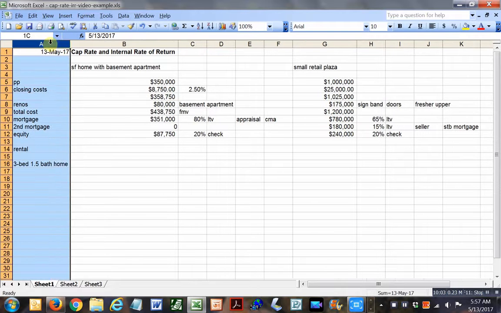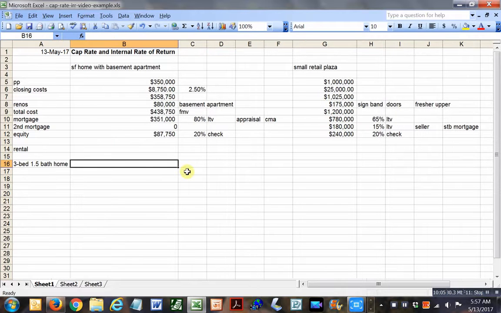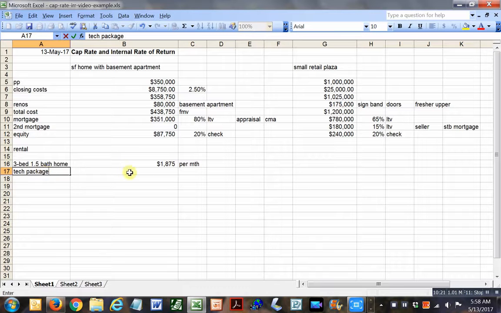In a lot of small towns, you're going to get about, I don't know, we'll just make up a number here. I like the 5, so I'm going to say you get $1,875 a month for that. And then for people who know what I'm doing, you've got a tech package. You're charging them for internet, Wi-Fi, Netflix, Shopify, Spotify, a few other things, large screen TV. So you're going to charge them, say, $135 a month for their tech package.